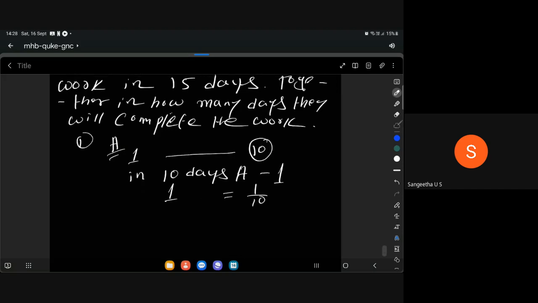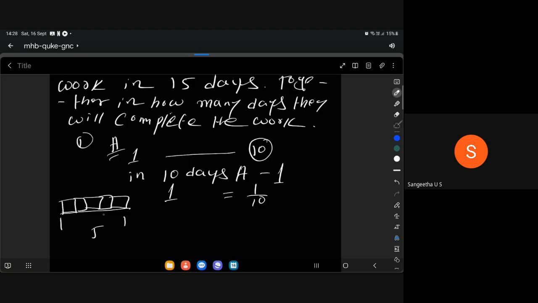Suppose you are doing painting for 5 days. So there are 5 rooms. You can complete the painting of 5 rooms in 5 days. So in 1 day, how much can you paint? 5 by 5, one room. One room means 1/5 of the work. One fifth of the work. 1, 2, 3, 4, 5. This is the 5 rooms you are painting in 5 days.